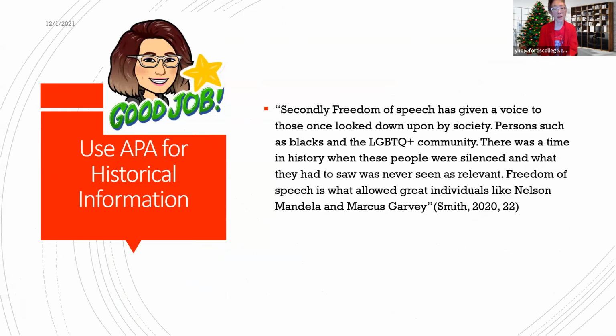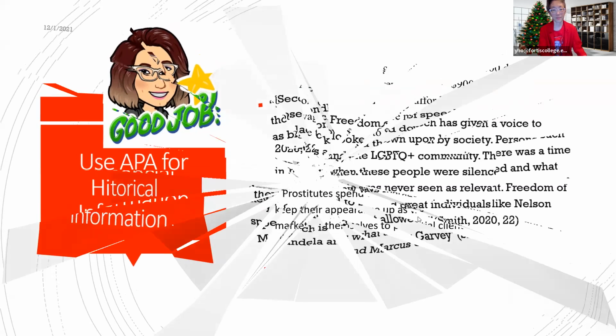So here, when you have historical information, you need to cite the source. Secondly, freedom of speech has given a voice to those once looked down upon by society, persons such as Blacks and the LGBTQ community. There was a time in history when these people were silenced, and what they saw was not seen as relevant. Freedom of speech is what allowed great individuals like Nelson Mandela and Marcus Garvey to speak. And then you have to cite historical information.